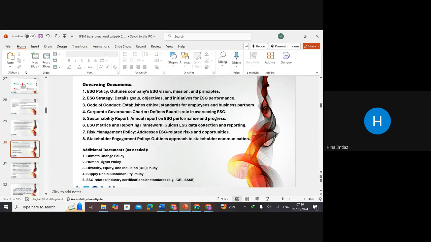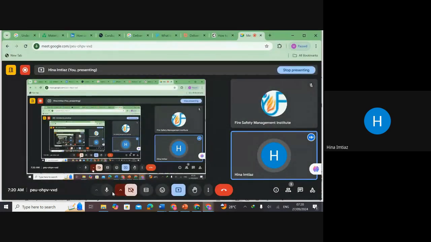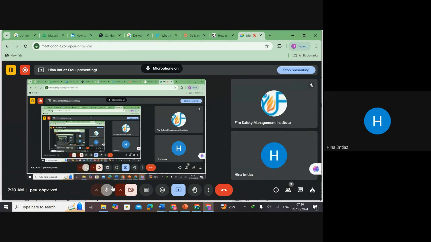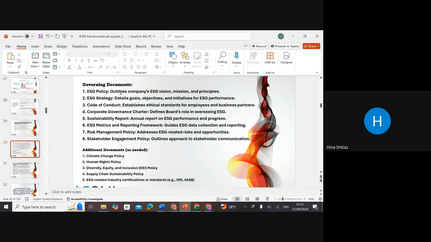But I also want to tell you about the governing documents. First of all, the ESG policy. The ESG policy outlines the company's ESG vision, mission, and principles. That is, what is the vision of the ESG, what is the mission of the ESG, and what are the principles?